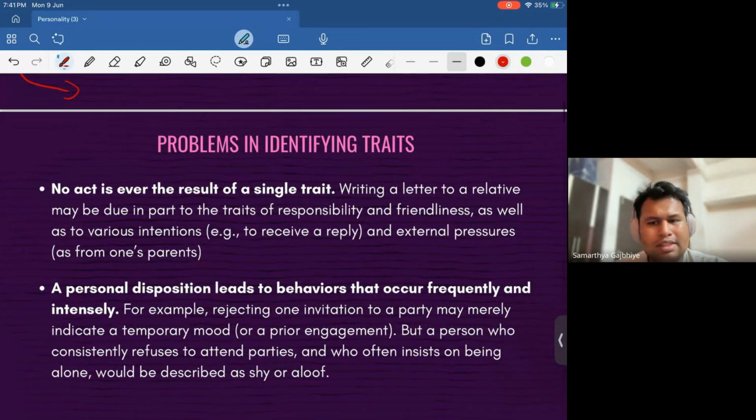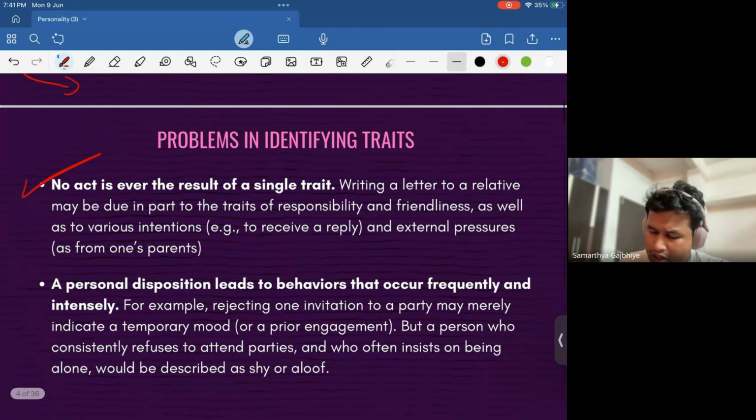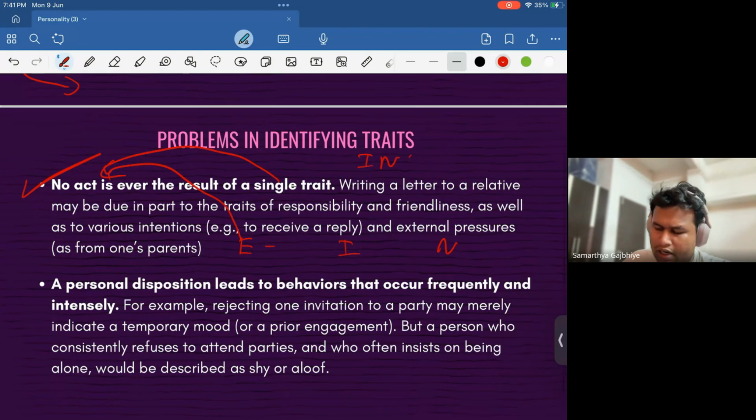Now these are just some general things I want you to remember. No act is ever the result of a single trait. So please never label your patients by saying, oh, that client is extroverted, oh, my friend is introverted, oh, they're very neurotic. No act is the result of a single trait. Everything is interlinked, intermixed.